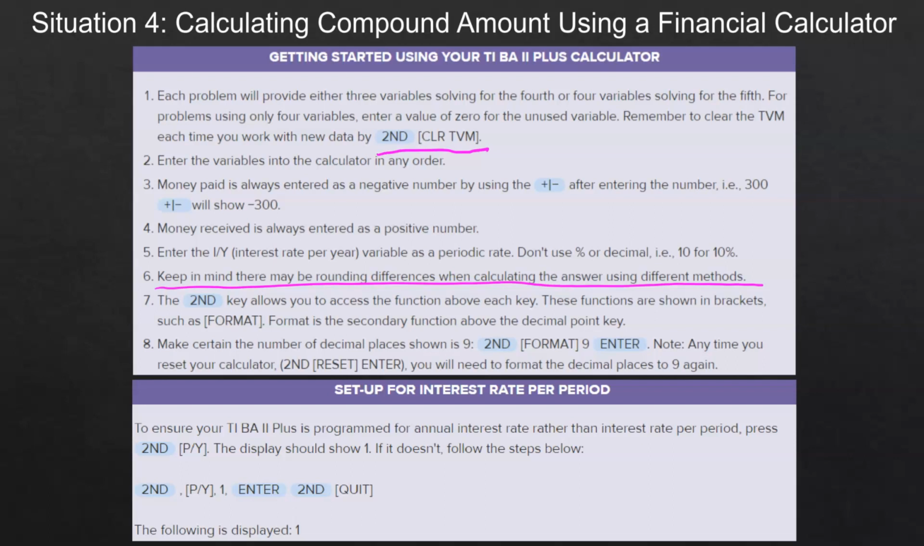Now I put this on here, set up for interest rate per period. I put this on here just in case. If you're having answers not coming out right, you might check this part, the second P/Y. I've never known this to be a problem in all these years that I've been using this calculator.